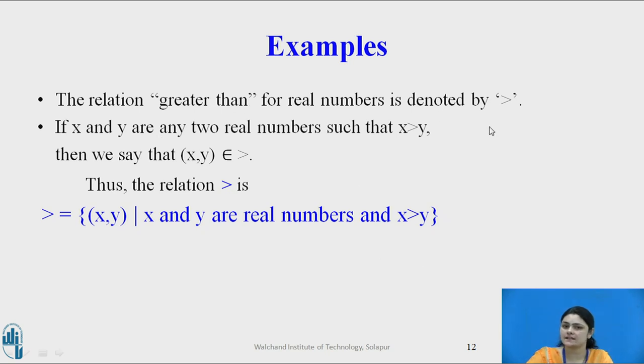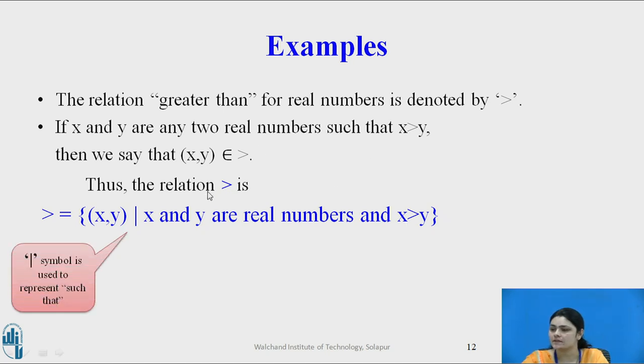Now if x and y are any two real numbers such that x is greater than y, then we say that x comma y belongs to the relation greater than. So this is how we represent it mathematically, or in symbolic format. The relation greater than is the set of x comma y such that x and y are real numbers and x must be greater than y.